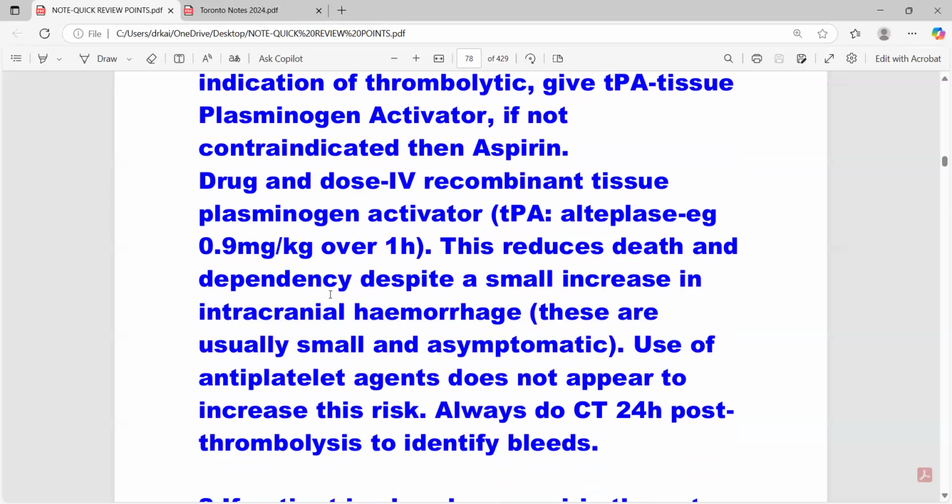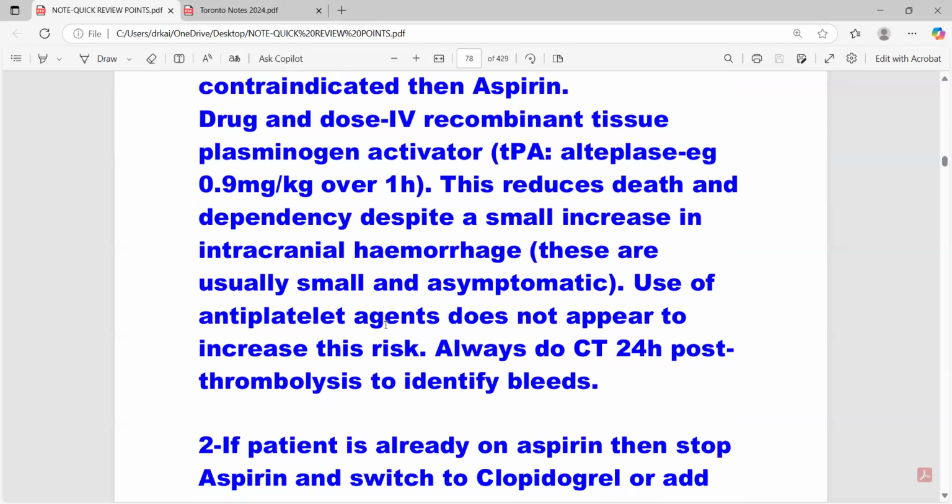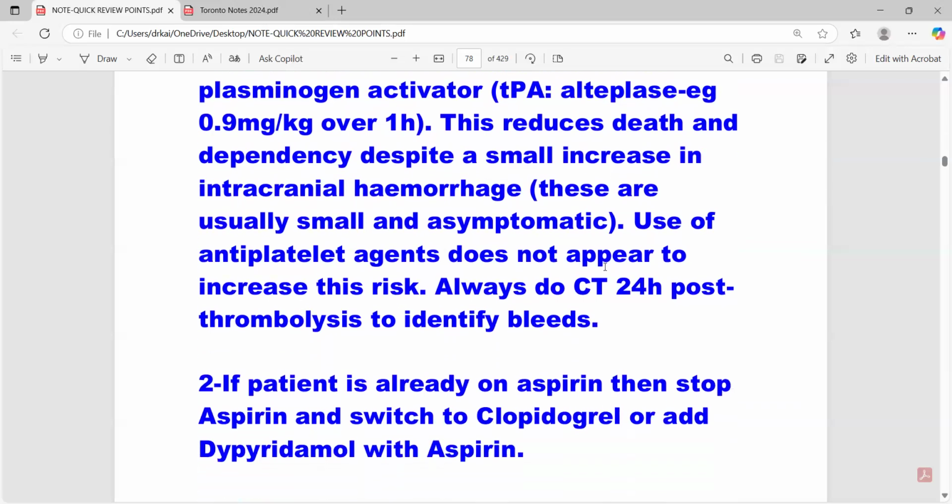This reduces death, and they can give you a scenario where they ask you about a treatment and what the benefit of that treatment is. So it reduces death and dependency despite a small increase in intracranial hemorrhage. Use of antiplatelet agents does not appear to increase the risk. So always do a CT 24 hours post thrombolysis to identify any bleed.